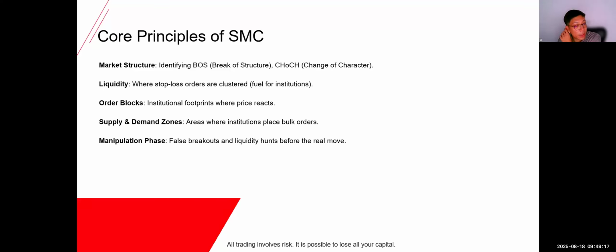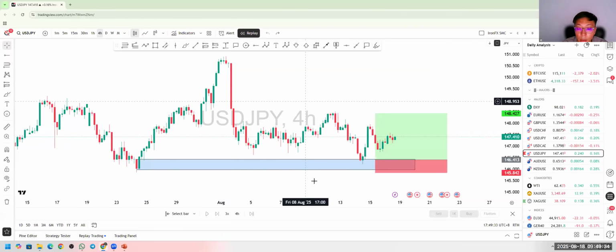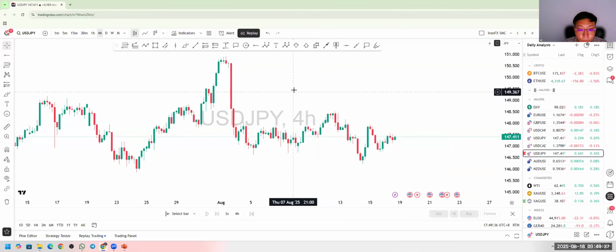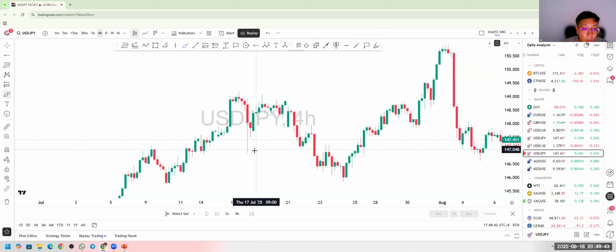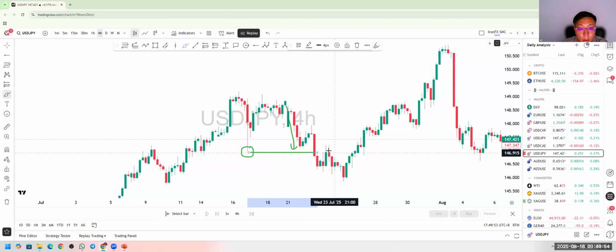Then the next thing is, of course, liquidity. Liquidity is where stop loss orders are packed together, and price is drawn to these liquidity levels. Let me show you what liquidity is, with a very simple analogy. Liquidity is basically looking at all these long wicks. You can see how price is drawn to these long wicks. It will be bound to take out all these long wicks.